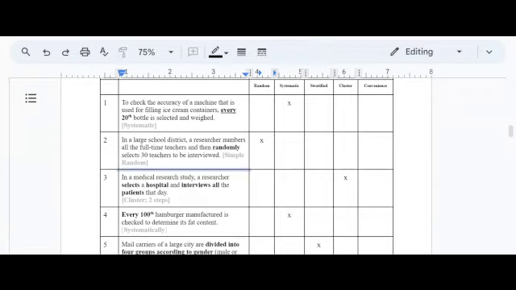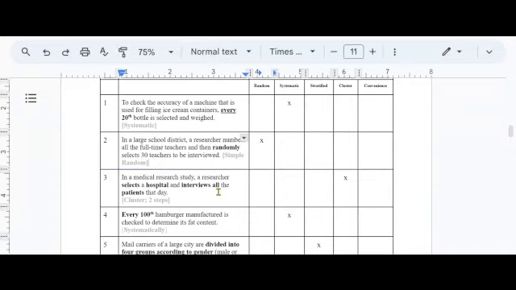Read the next one. In a large school, a researcher numbers all the full-time teachers, and then randomly selects 30 teachers to be interviewed. What type of sample is this? What type of sample? The keyword here is what? What's the keyword? Random. It's written there. Oh, he said randomly. So it's random sample. Yes.